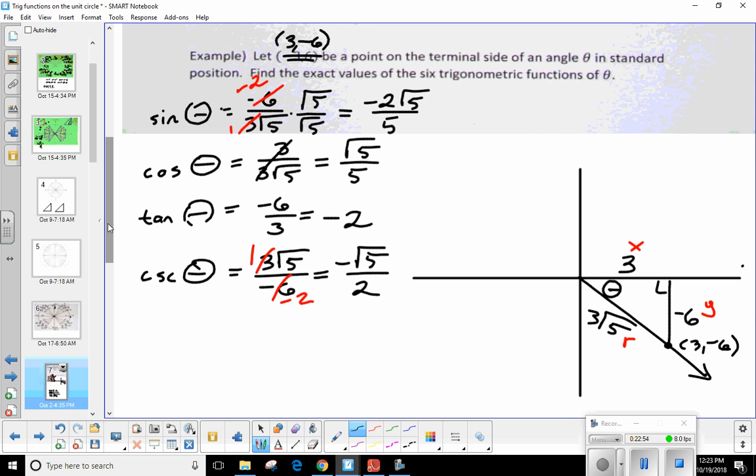Okay. Now, we're almost done. Secant. So that is what over what? Okay, so r over x, 3 square root of 5 over 3. So yeah, just square root of 5. That's exactly right. On that, if the only thing left in the denominator is 1, I'd probably just leave it as is.